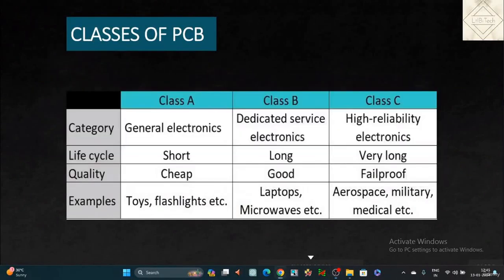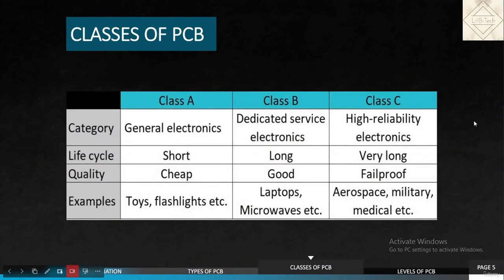In this session, we will discuss the classes of PCB. PCBs are classified into three different classes. We can say class A, class B, and class C PCBs. In some other textbooks, we can also see class 1, class 2, and class 3 PCBs.